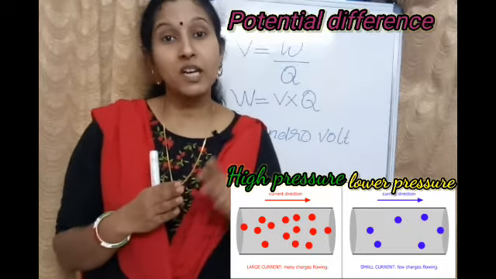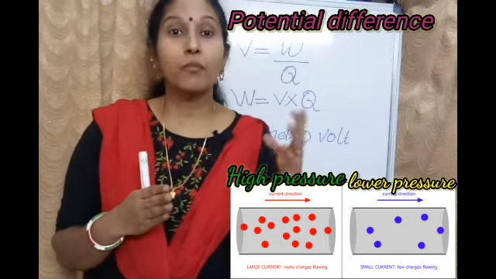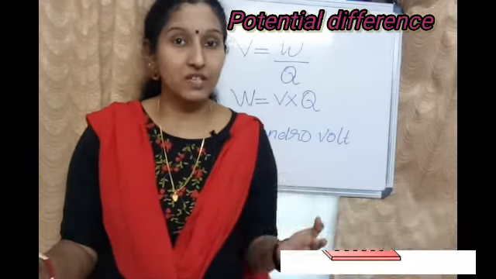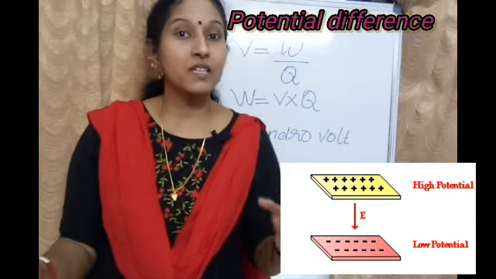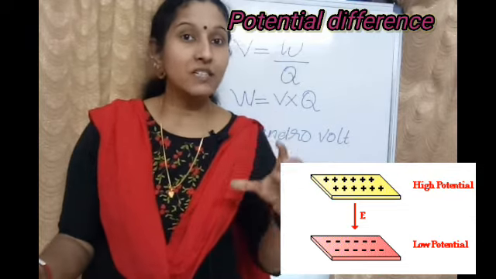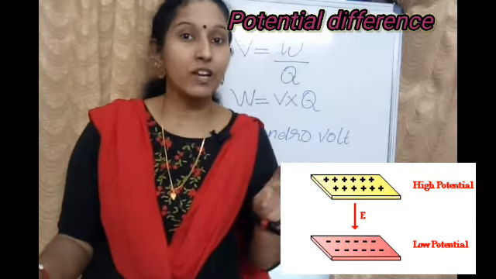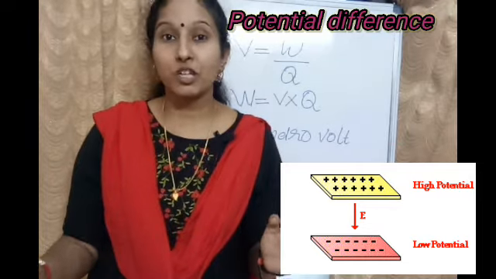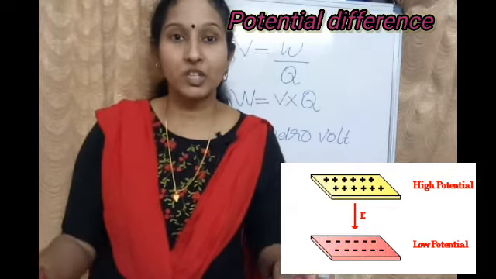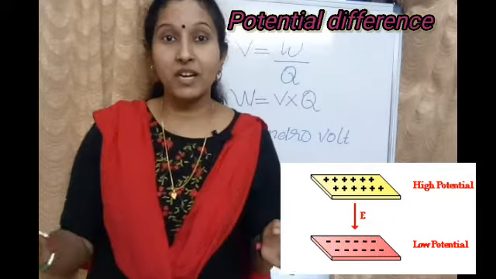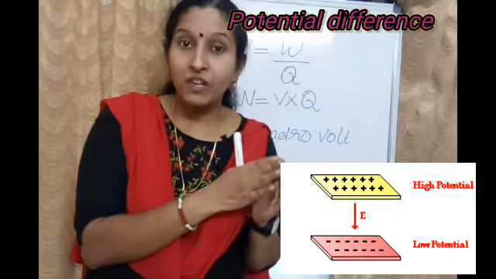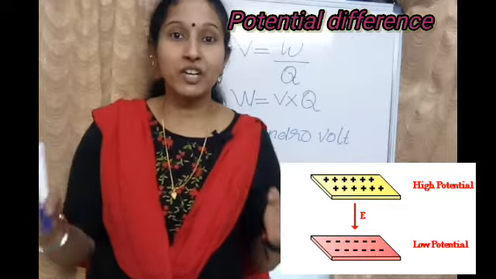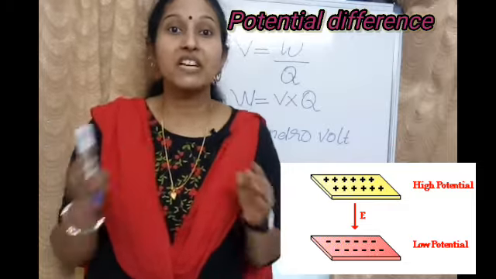Just consider that the positive terminal contains more charges and the negative terminal contains fewer charges. If there are more charges, there is more pressure, right? More charges exert force on a particular area, so that is more pressure. In the negative terminal there is less pressure, so there is a difference in pressure. That difference in pressure moves the charges from one point to another. Got it? So what is potential difference? Potential difference is the difference in pressure.